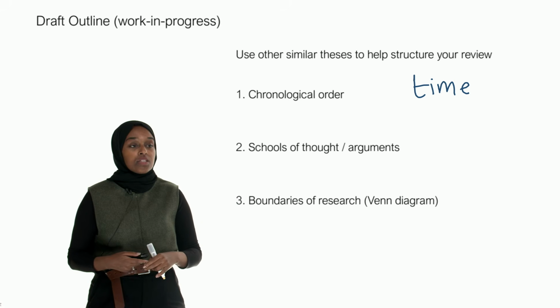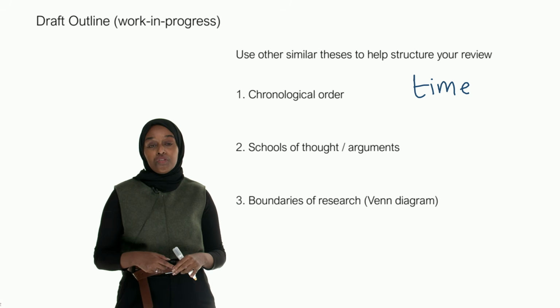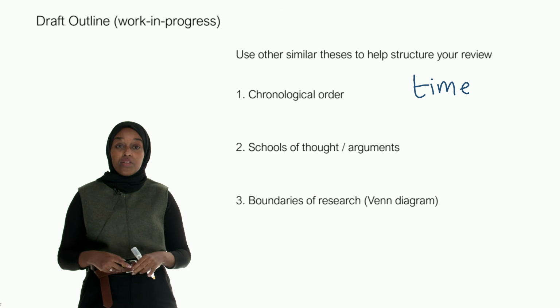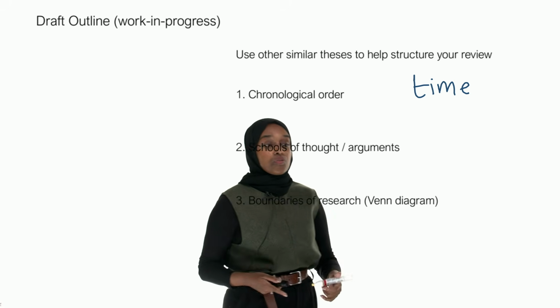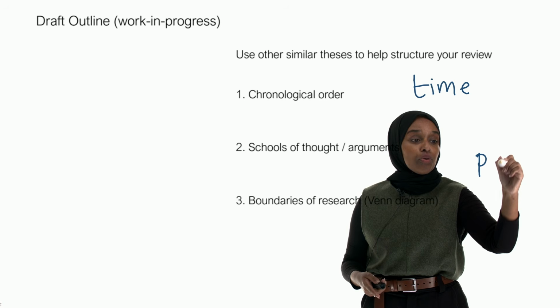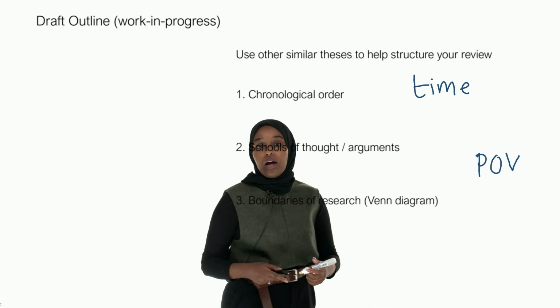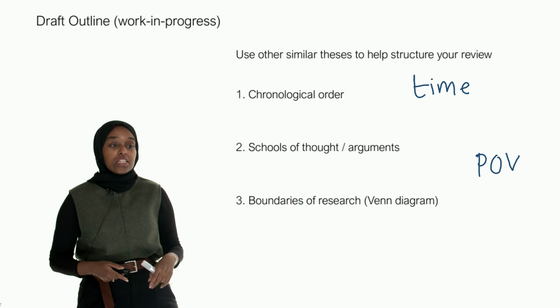The second one is schools of thought or arguments. So if you're thinking about a topic where there are different points of view, then you might want to think about the schools of thought and arguments. So this would be maybe a point of view type of literature review. And the third is boundaries of research.